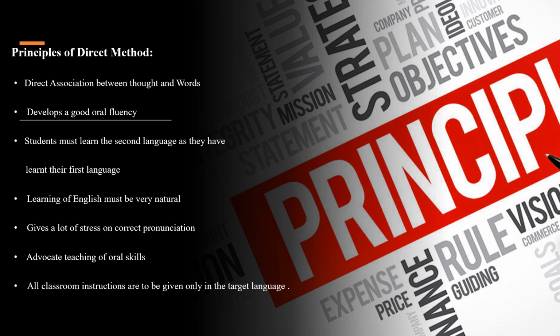Principles of the direct method: direct association between thought and words, develop good oral fluency. Students must learn the second language as they have learnt their first language. Learning of English must be very natural, with a lot of stress on correct pronunciation, and advocate teaching of oral skills. All classroom instruction is to be given only in the target language, not in the vernacular language.